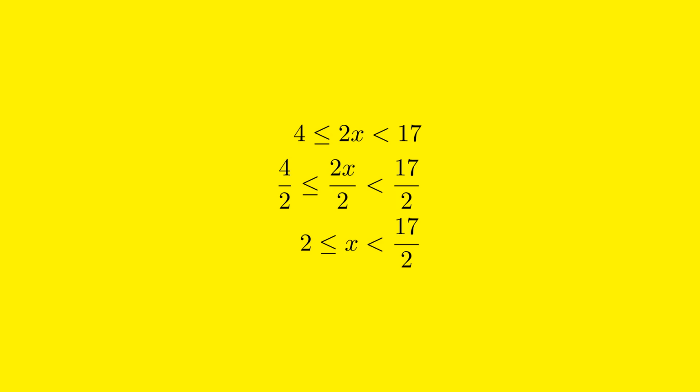In this step, we divided every part of the inequality by 2 to isolate the x variable. This completes our solution. The inequality 2 less than or equal to x less than 17 over 2 tells us the range of values x can take. Since this is a double inequality, we can also express the answer in interval notation. The solution in interval notation is open bracket 2, 17 over 2 close bracket. This tells us that x can be any value from 2 to 17 over 2, including 2, but not including 17 over 2. And that's how we solve and express the double inequality.